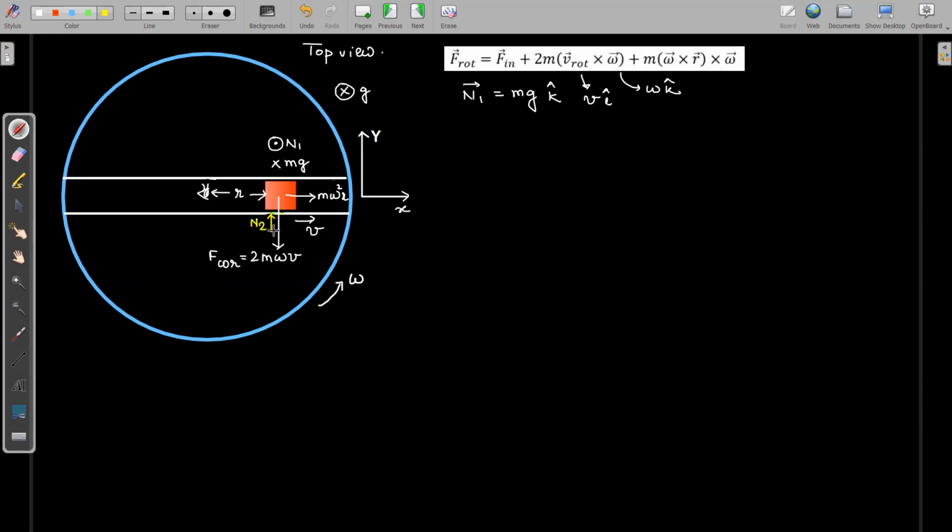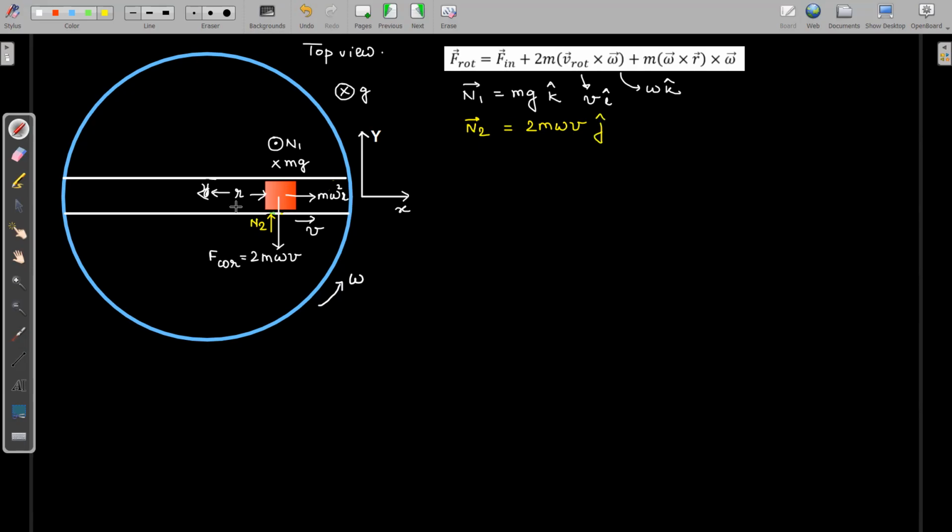So there will be another normal force N2, which will be acting from this wall on the block, and it will be in the positive y direction. So the value of N2, magnitude wise, will be equal to 2m omega v, because the block is constrained to move along the groove. It cannot move perpendicular to the groove. So this Coriolis force will be balanced by this normal force N2. And the direction of this is along j cap.